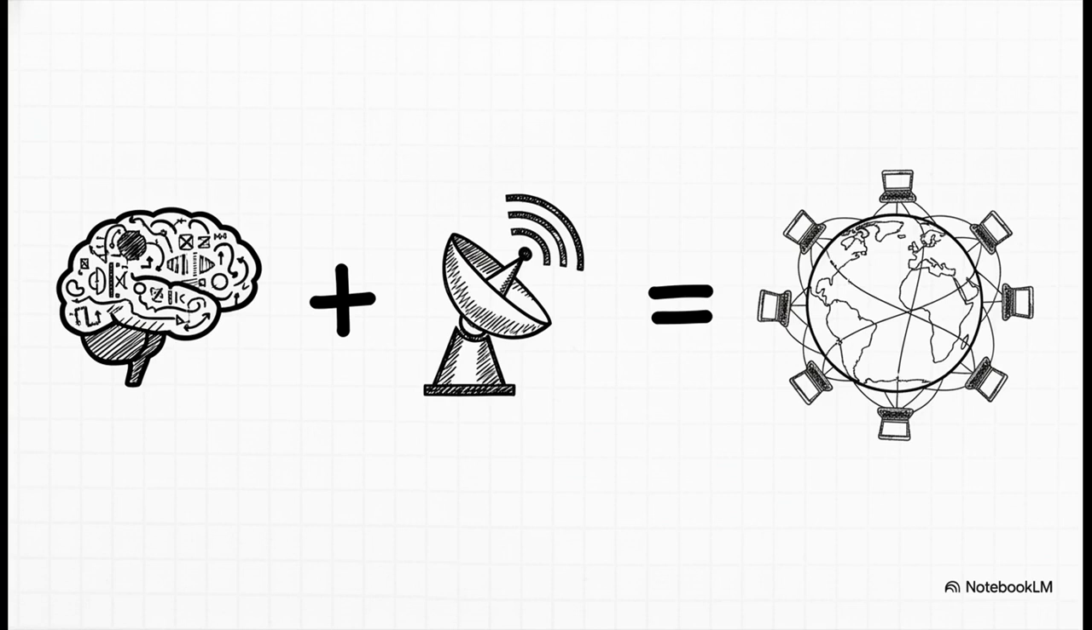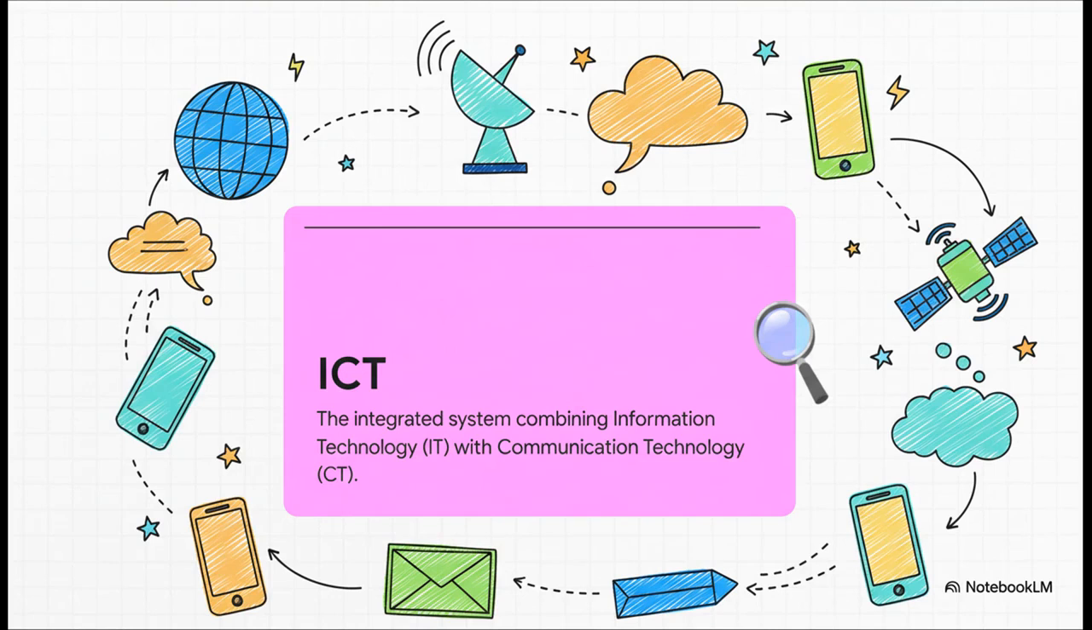This isn't just a bunch of letters, it's the engine that powers modern life. So let's put it all together in an official definition. ICT is that whole integrated system. It's the fusion of the power to process information with the power to share it, instantly, anywhere in the world. So it's not just about computers, and it's not just about the internet. It's about how they work together seamlessly.